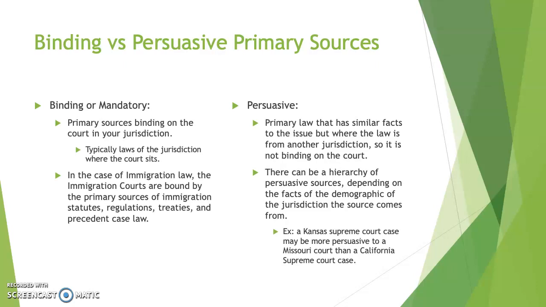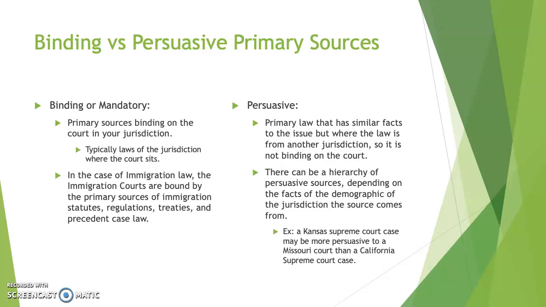A primary source is binding on the court if it comes from the jurisdiction where the court sits. So in the case of immigration law, the immigration courts are bound by the primary sources of immigration statutes, regulations, treaties, and precedent case law, which are mentioned in this LibGuide.